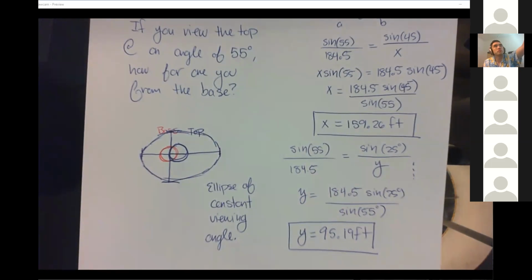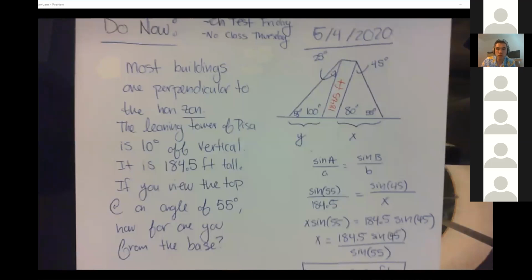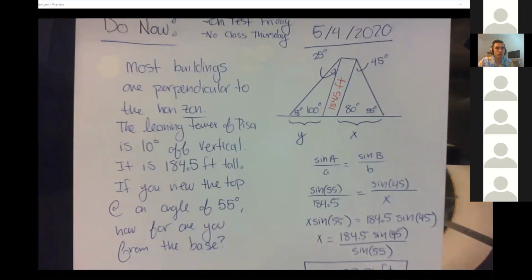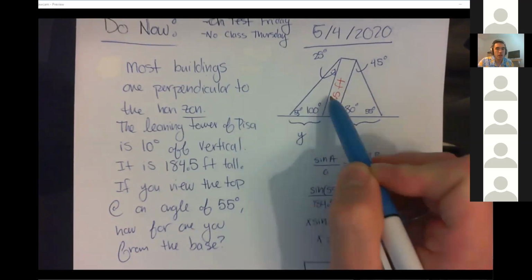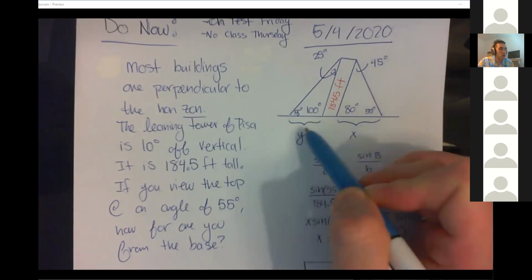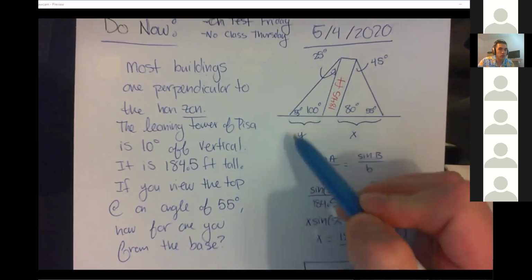I had a question on the do now. Yes? When we're solving for sine B, why do we use 25, angle 25? The law of sines is dictating that you take an angle and its opposite side length and set those to a ratio. So it's sine of 55 divided by 184.5 because they're on opposite sides of the triangle. So if you want this, you need its opposite angle. So sine of this divided by its opposite side length would give us y.